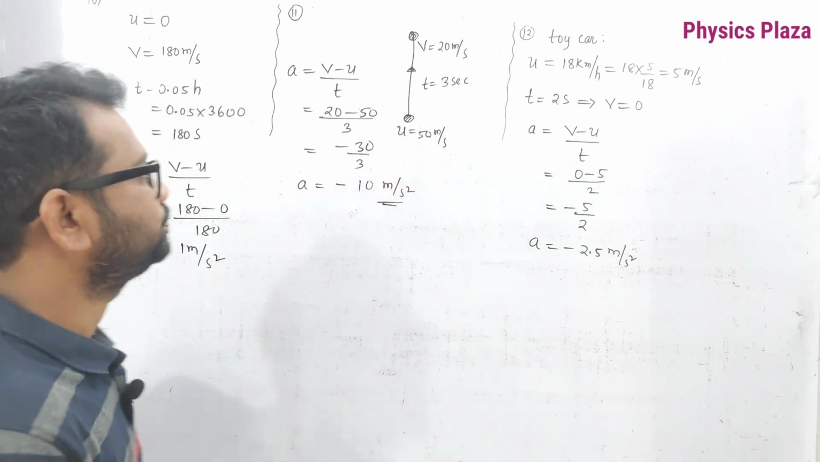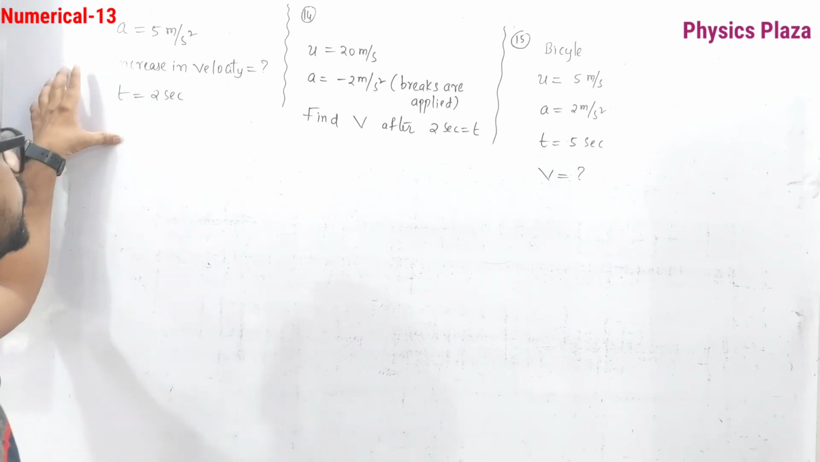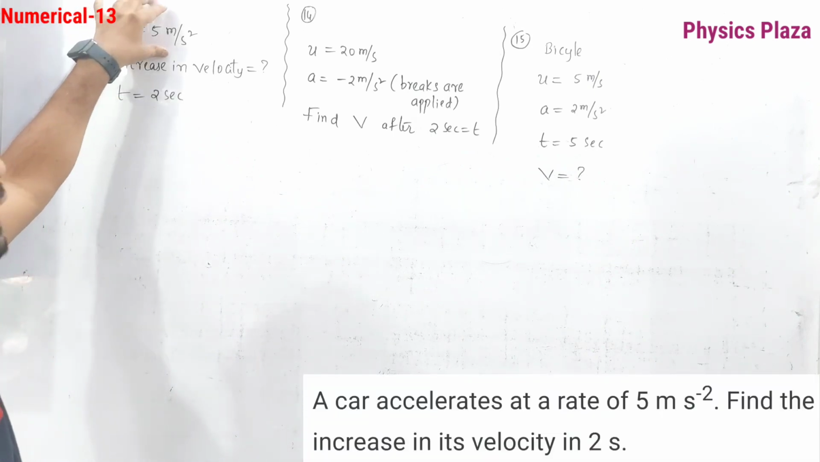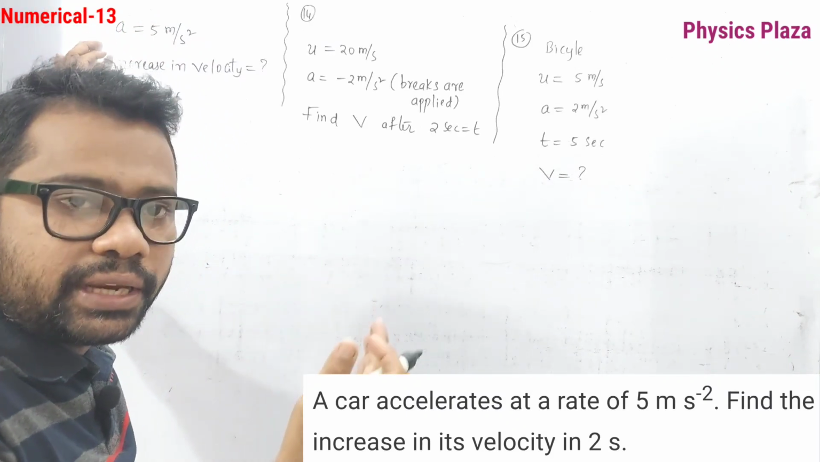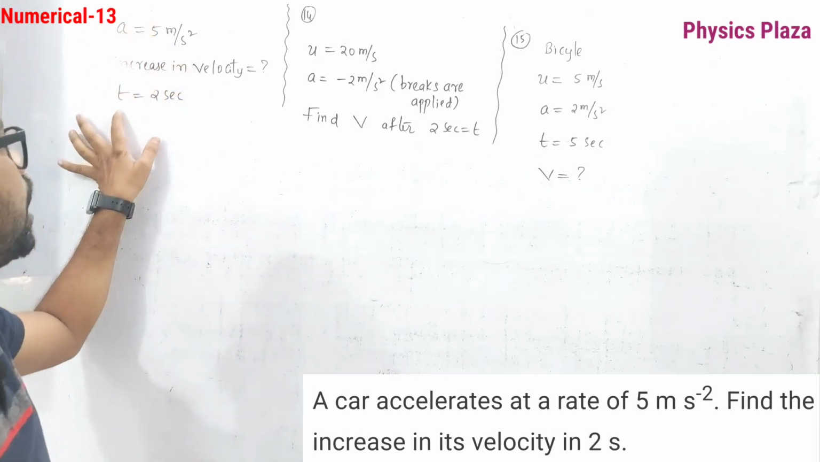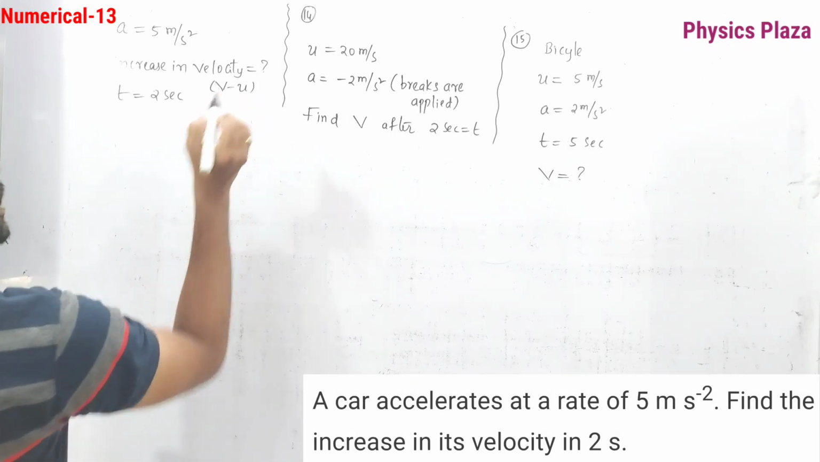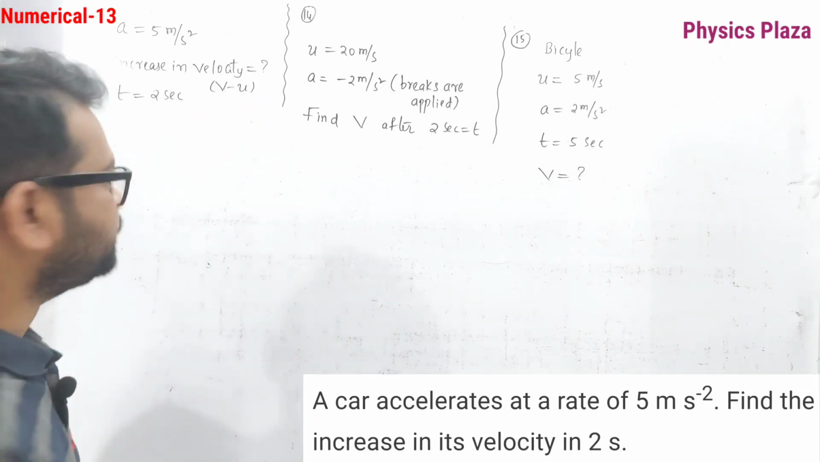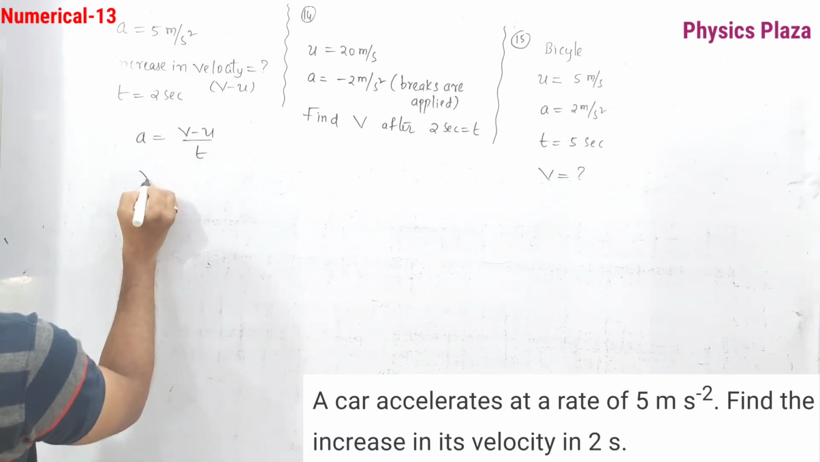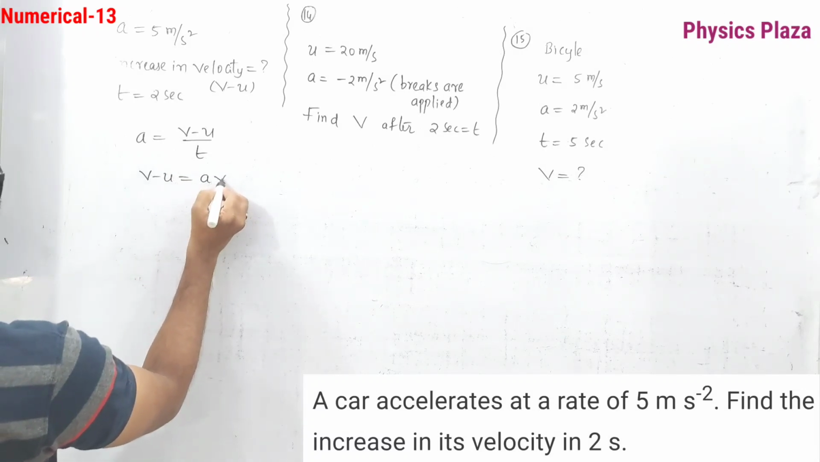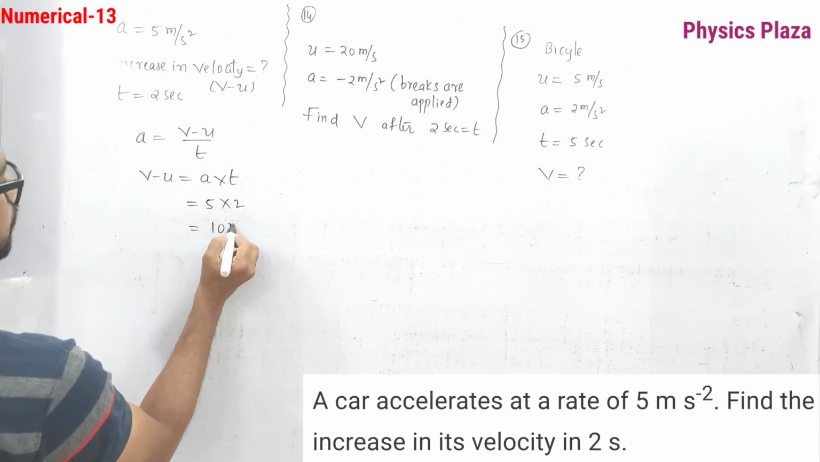Okay? Copy it. What will be its final velocity? Children, as per question 13, a car is accelerating with 5 meter per second square. As it is accelerating, obviously its velocity is increasing. So what is the increase in its velocity after 2 seconds? Children, increase in velocity means what? They are asking us to calculate v minus u, the change in velocity. So we know that a is equal to v minus u by t. So increase in velocity is equal to a into t. Acceleration is 5, time is 2. So this will be 10 meter per second.